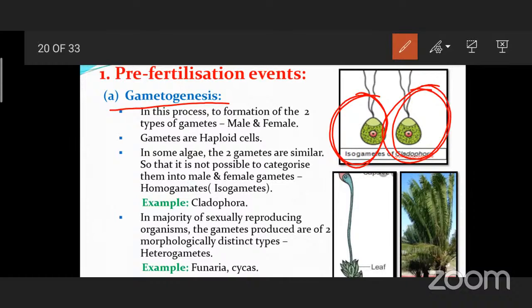See here, these male and female gametes are haploid cells. In some algae, the two gametes are similar. It is not possible to categorize them into male and female gametes because there is no differentiation between them. So these gametes are called homogametes or isogametes. Example, Cladophora.